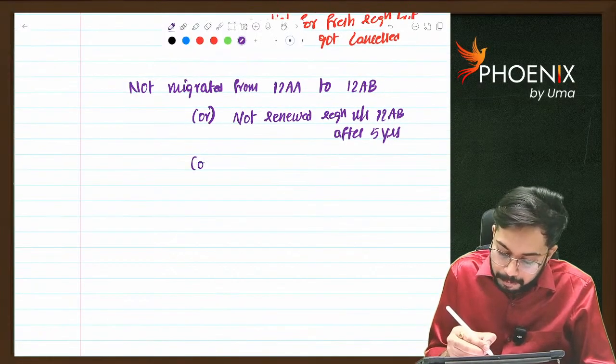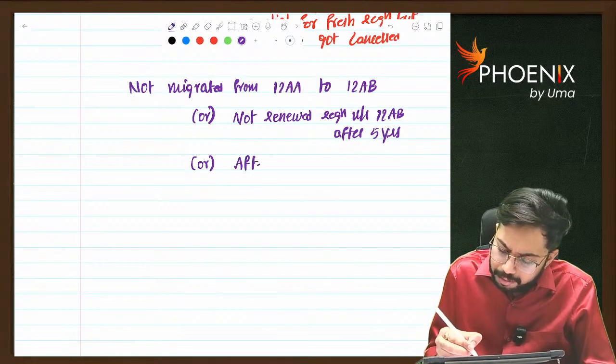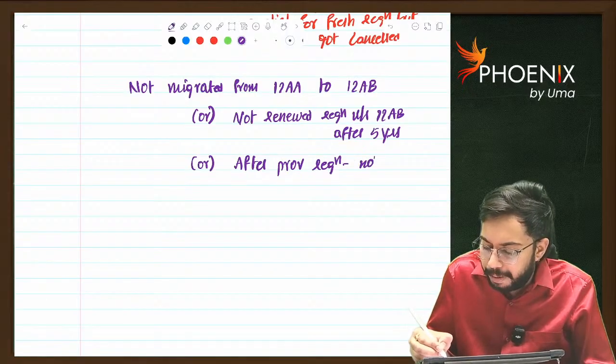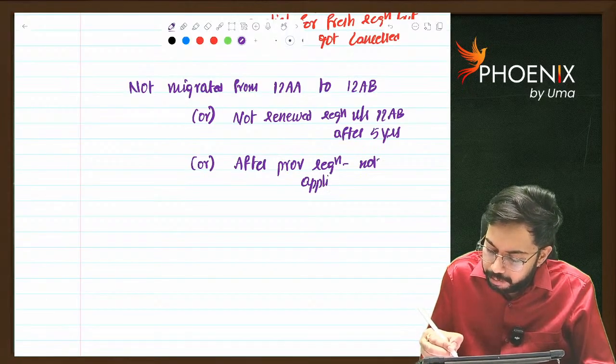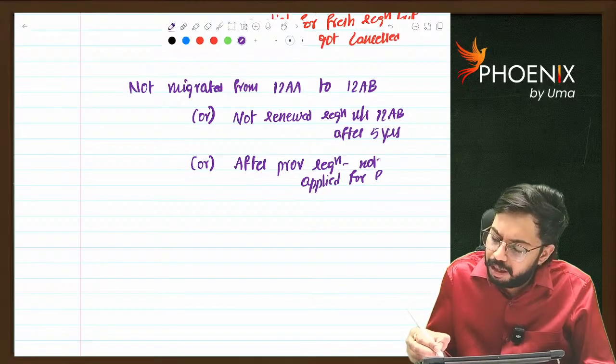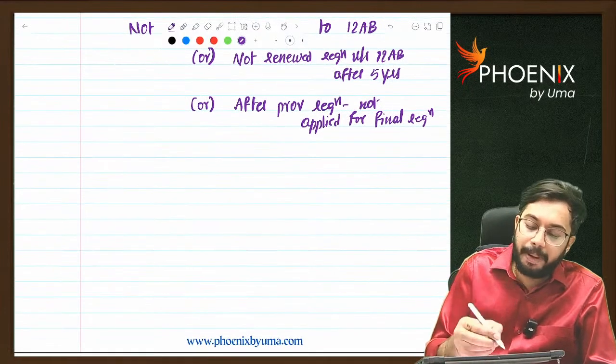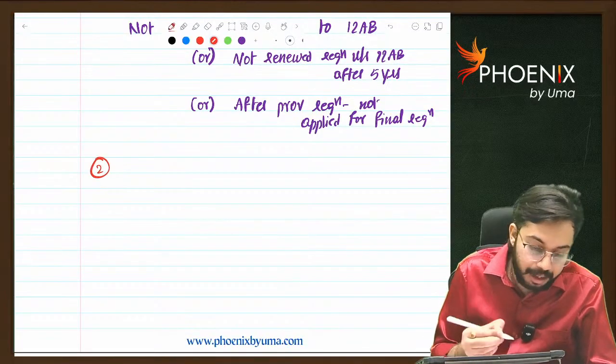Next, after provisional registration, not applied for final registration. In this case also, on such accreted income, it is required to pay tax at the rate of MMR.